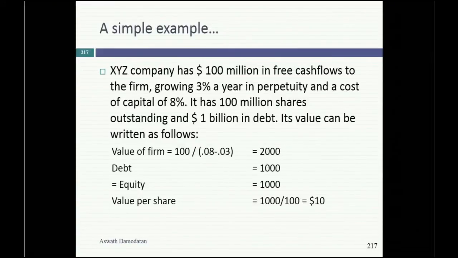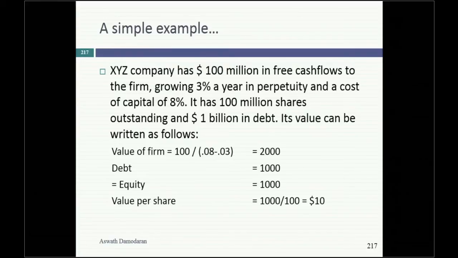Let's assume you have a company which has $100 million in free cash flow to the firm, growing 3% a year in perpetuity with an 8% cost of capital. Let's say there's no cash outstanding, 100 million shares, and $1 billion in debt. If you ask me to value the equity per share in this company, here's what I'm going to do. I'm going to take the cash flow divided by the cost of capital minus the growth rate. That gives me the value of the operating assets. I'm going to subtract out the debt because there's no cash. I get a value for the equity, divide by the number of shares, and I get a value per share of $10 per share. So that was easy, right?